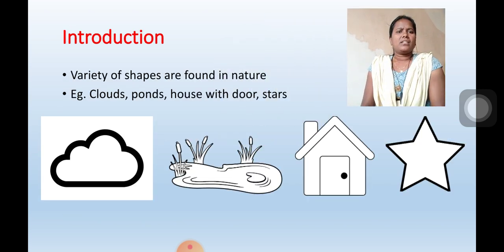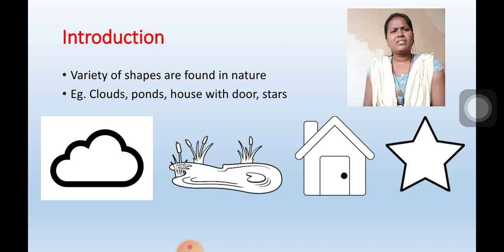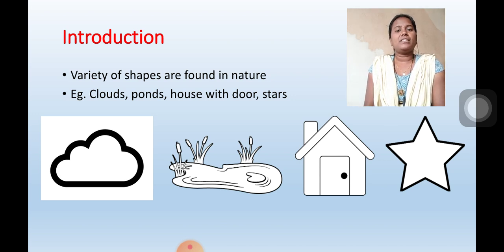Variety of shapes are found in nature. There are many shapes around us, right? In the figure, you can see clouds, ponds, a house with a door, stars, and so many other figures in different shapes. And we see that some figures are open and some figures are closed, isn't it?